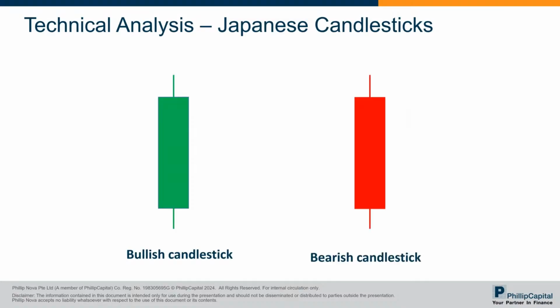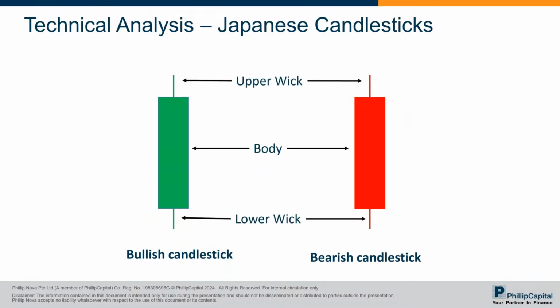Okay, so if you look at your chart, if you launch a candlestick chart, there are basically just two types of colors. So let's say if it's a green color candle, it would mean that the prices have gone up. It's a bullish candlestick. And if it's red color, it is a bearish candlestick. And it can be dissected into different parts. This is what we call the body, okay? And we have the upper wick and we have the lower wick.